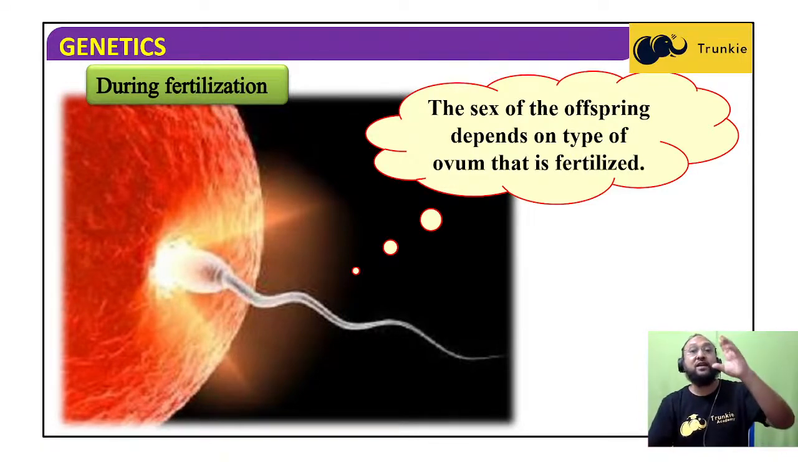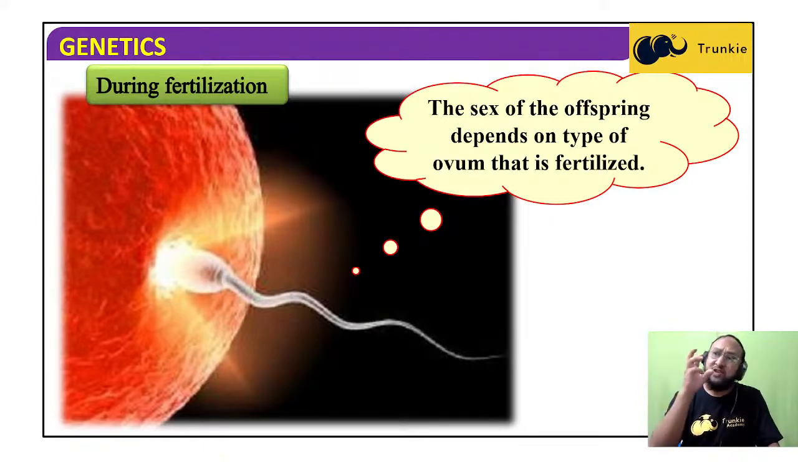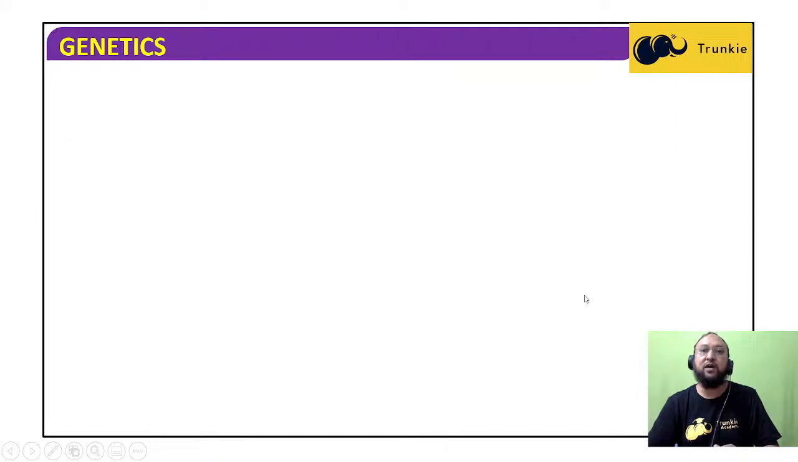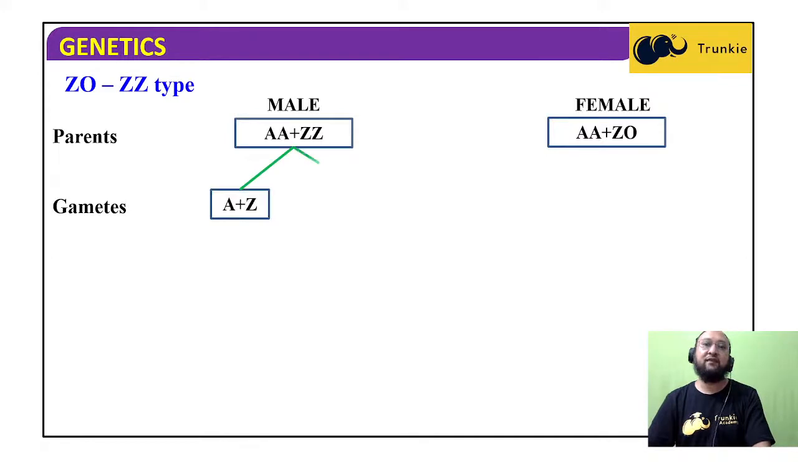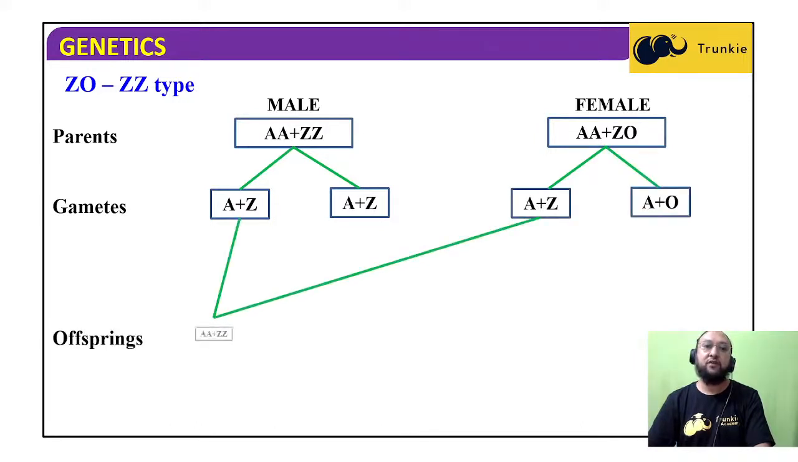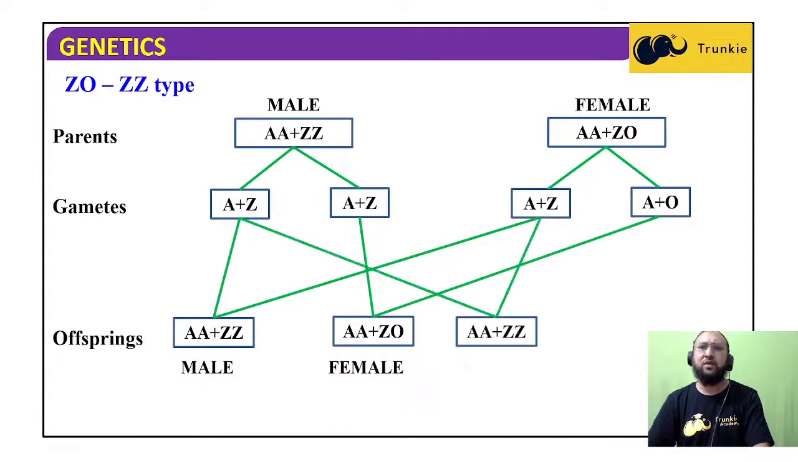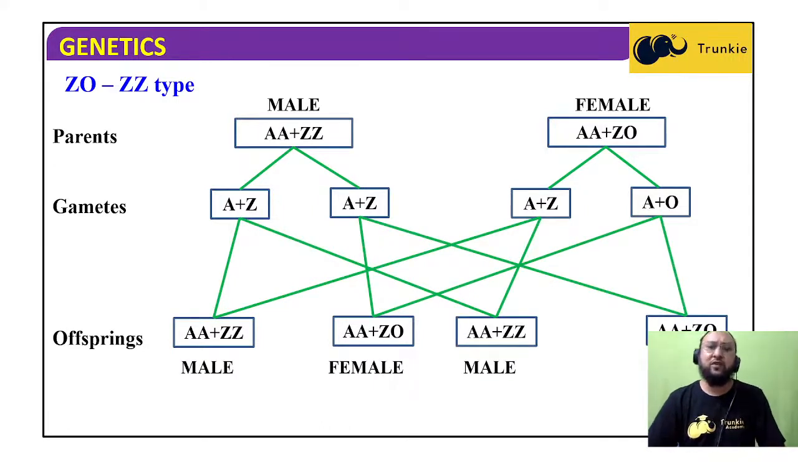So in the case of human beings, which type of sperm fertilizes determines the sex of the child. In the case of Z0 and ZZ, which type of ovum or egg cell is fertilized determines the sex of the offspring or progeny. Now the male parents will have AA autosomes and ZZ, and the females will be Z0. So offspring will form like this. I already told you, and you saw the diagram in the previous slides also. This is how sex determination in the Z0 and ZZ type takes place.